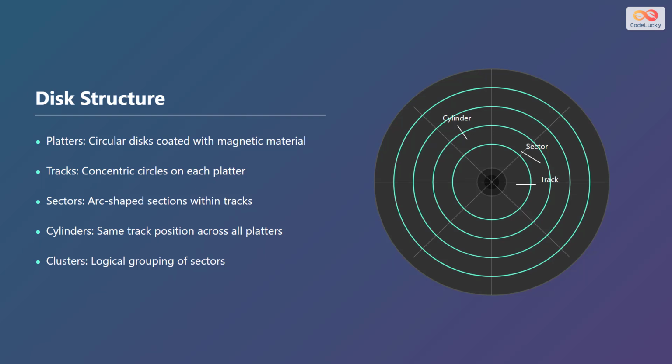A disk consists of platters, which are circular disks coated with magnetic material. Each platter is divided into tracks, which are concentric circles. Further, each track is segmented into sectors, which are arc-shaped sections. A cylinder refers to the same track position across all platters in a multi-platter disk. And finally, clusters are logical groupings of sectors used by the operating system to manage files.